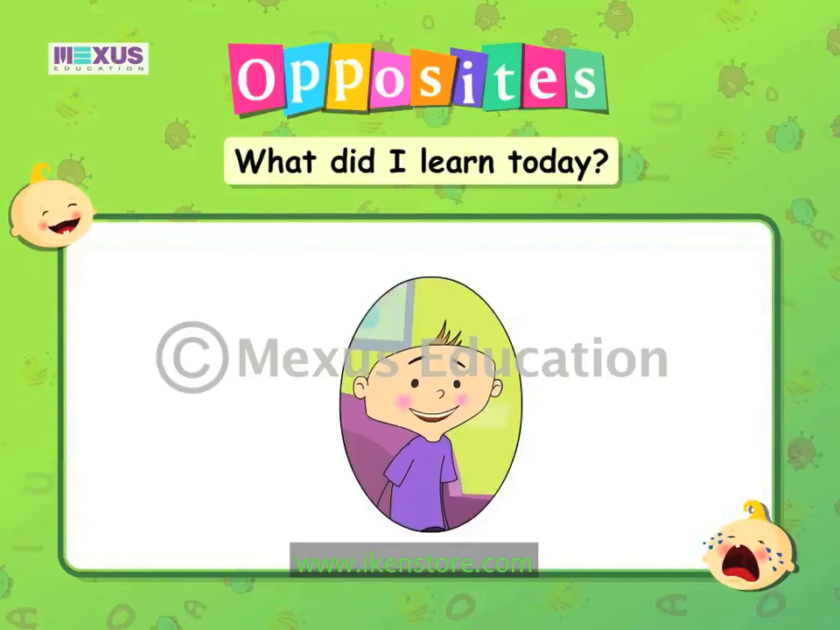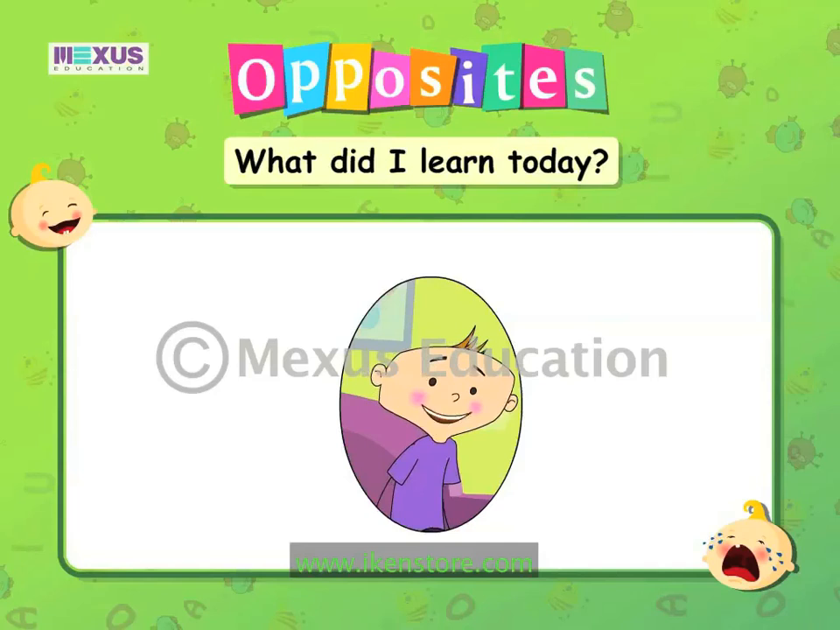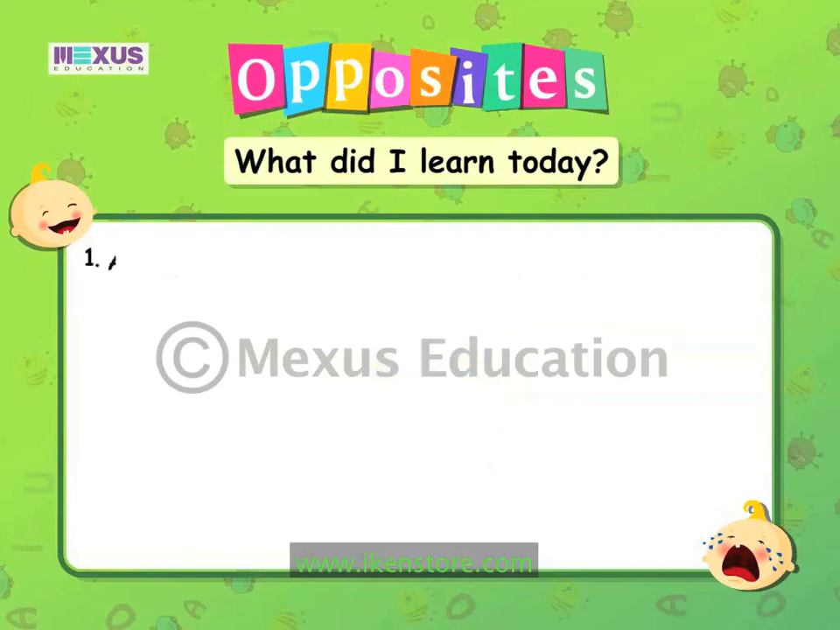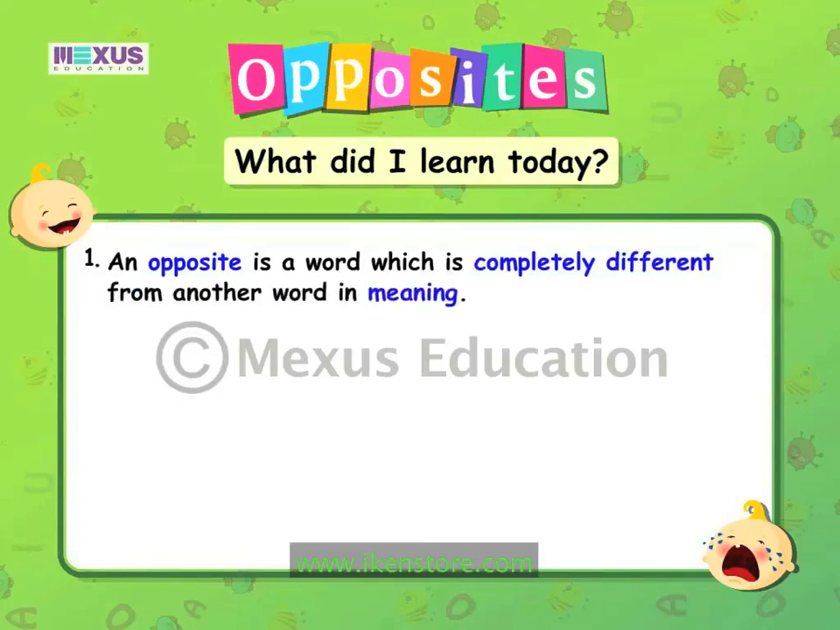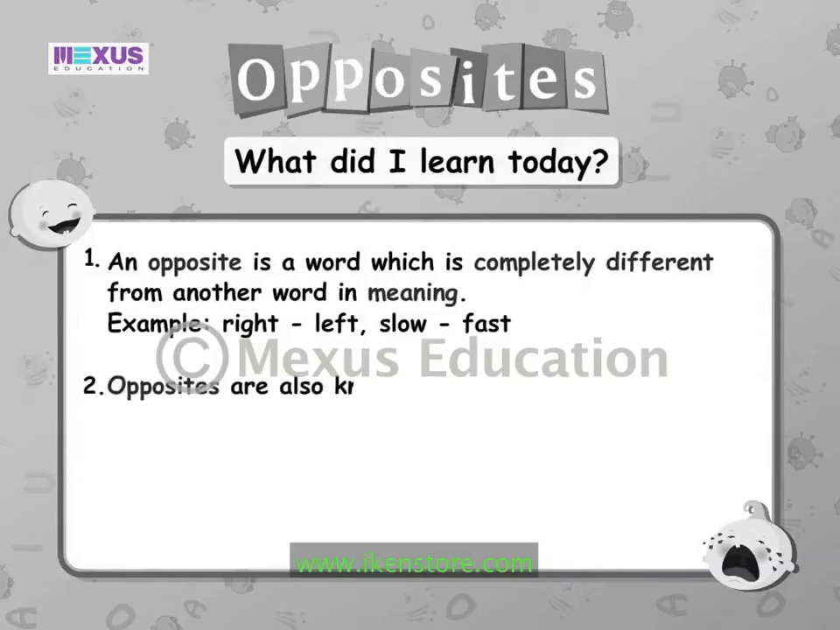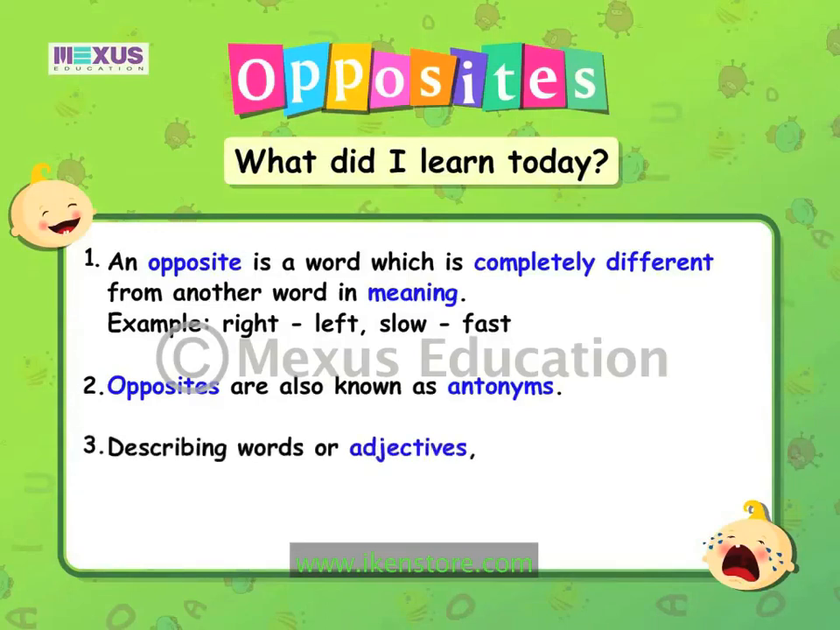Today's game on opposites was super fun. I got most of the opposites correct. I'm sure you would want to get yours right too. So, let us revise the important points that we have learnt in the lesson on opposites. An opposite is a word which is completely different from another word in meaning. For example, right and left, slow and fast. Opposites are also known as antonyms. Describing words or adjectives, nouns or verbs can have opposites.